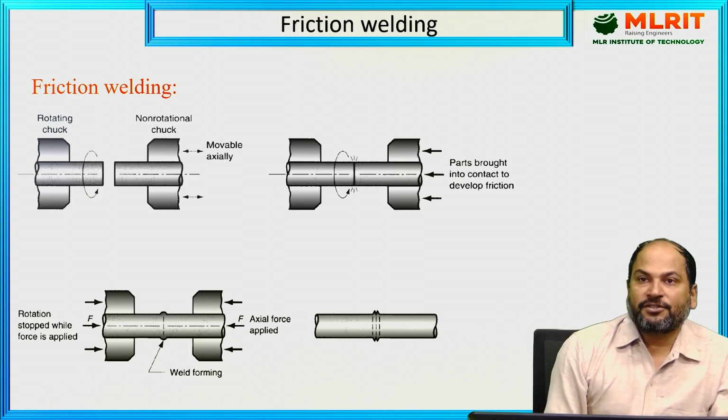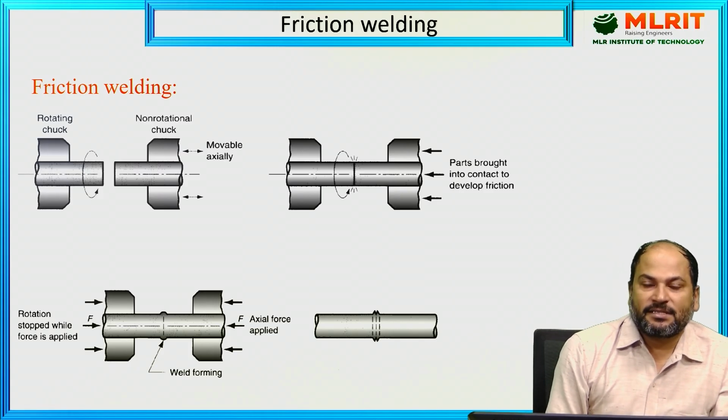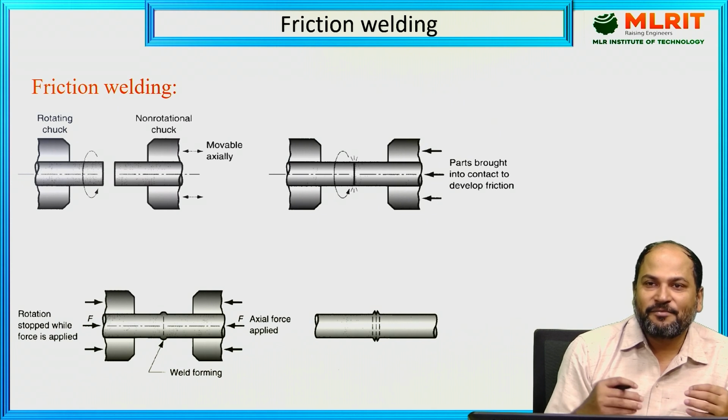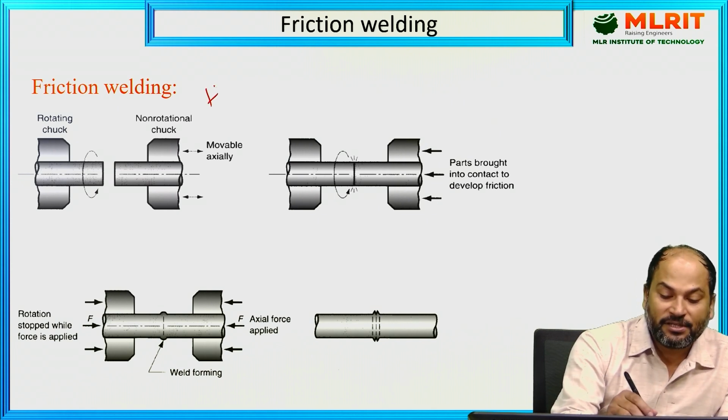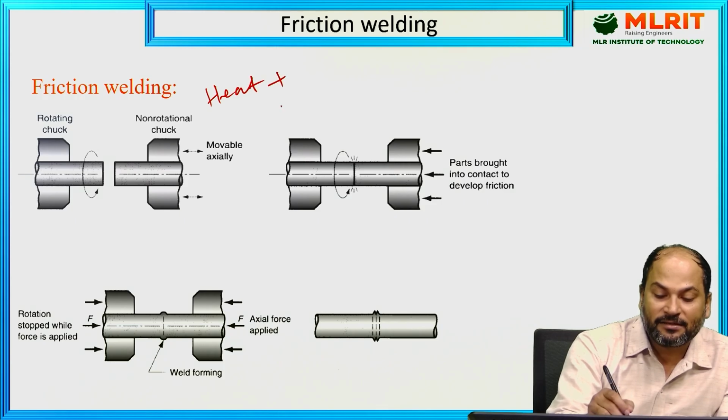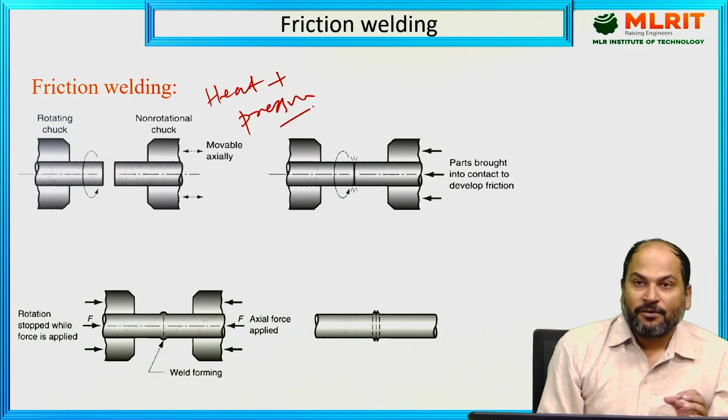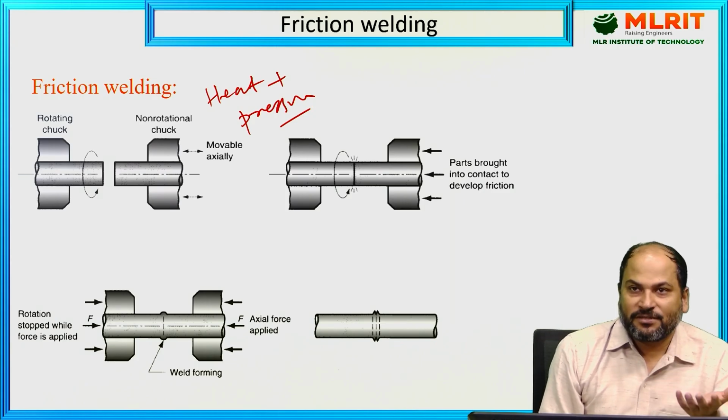Next is friction welding. Friction welding means the welding, as the name suggests, will be because of the friction. Here both things will be there: heat as well as pressure. So what actually happens? What is the drawback of this process? We are starting with the drawback.